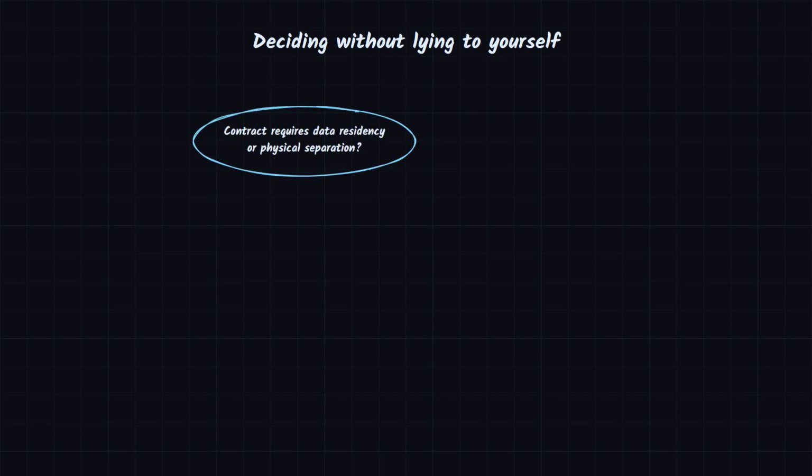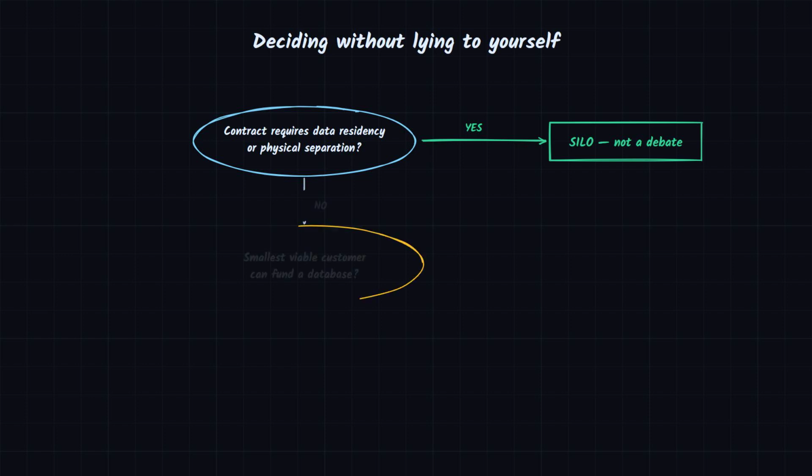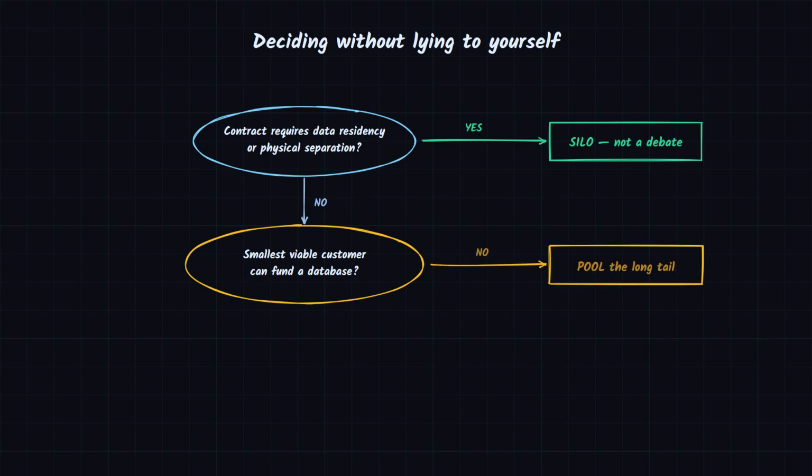Start from the constraint you cannot engineer around, which is usually a contract. If a customer's regulator requires their data in a specific country or physically separate, that is a silo, and no amount of clever filtering changes it. Then look at your own numbers. If the smallest customer worth having cannot pay for a database, the long tail is pooled, and that is arithmetic, not preference.